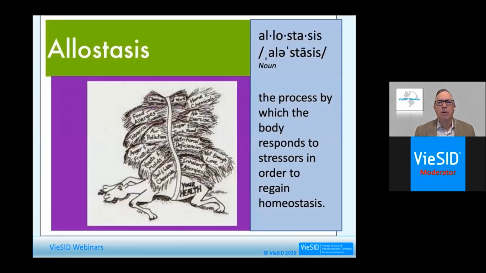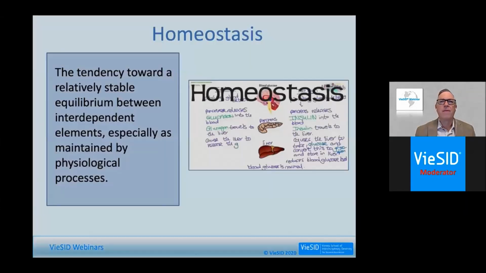Three very important principles are critical to understanding how an organism will react to its surrounding environment. The first is allostasis. This is the process by which the body responds to stressors in order to regain homeostasis. But what is homeostasis? It's the tendency towards a relatively stable equilibrium between interdependent elements, especially as maintained by physiological processes. Stability is the key.